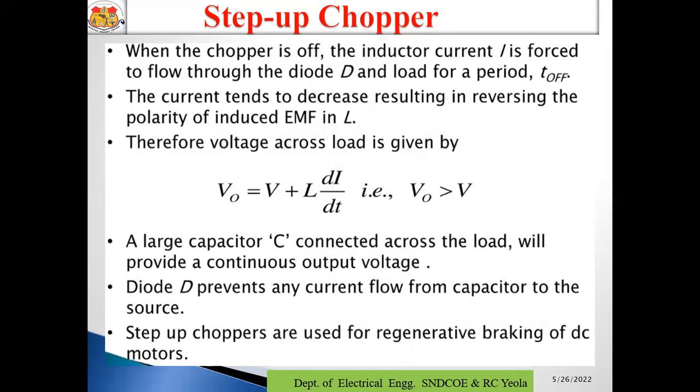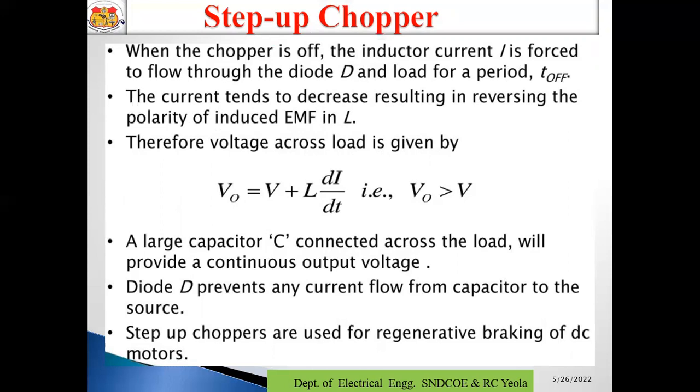Now, the second condition is when the chopper is off. The inductor current I is forced to flow through the diode D and the load for a period of T off. The current tends to decrease, resulting in reversing the polarity of the induced EMF in the inductor. Therefore, the voltage across the load is given by V0 equals Vs plus L di by dt. That means the output voltage is greater than the input voltage.